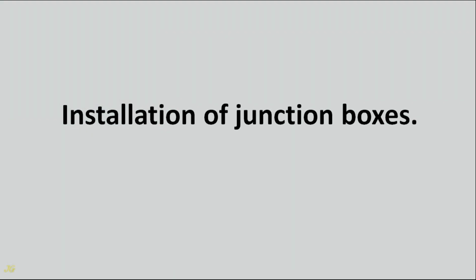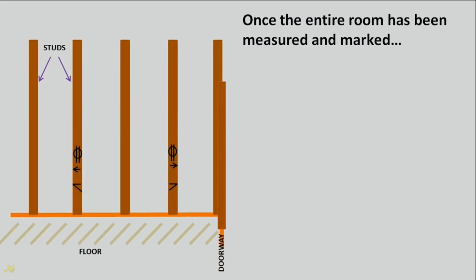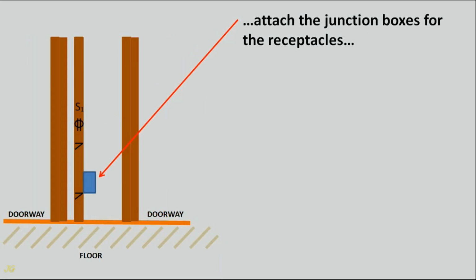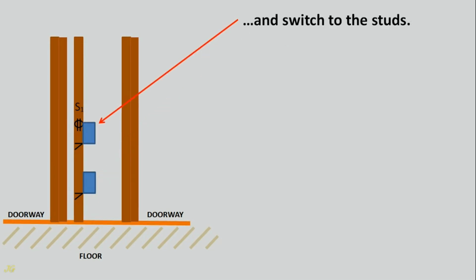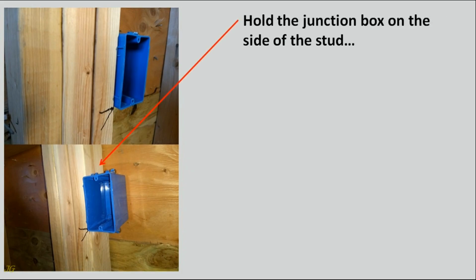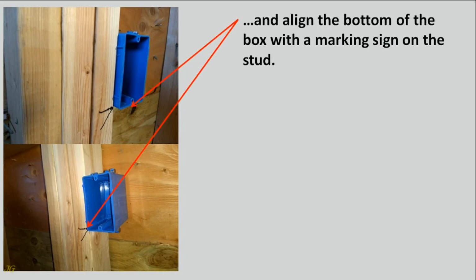Installation of junction boxes. Once the entire room has been measured and marked, attach the junction boxes for the receptacles and switch to the studs. To install a nail-on junction box, hold the junction box on the side of the stud and align the bottom of the box with a marking sign on the stud.